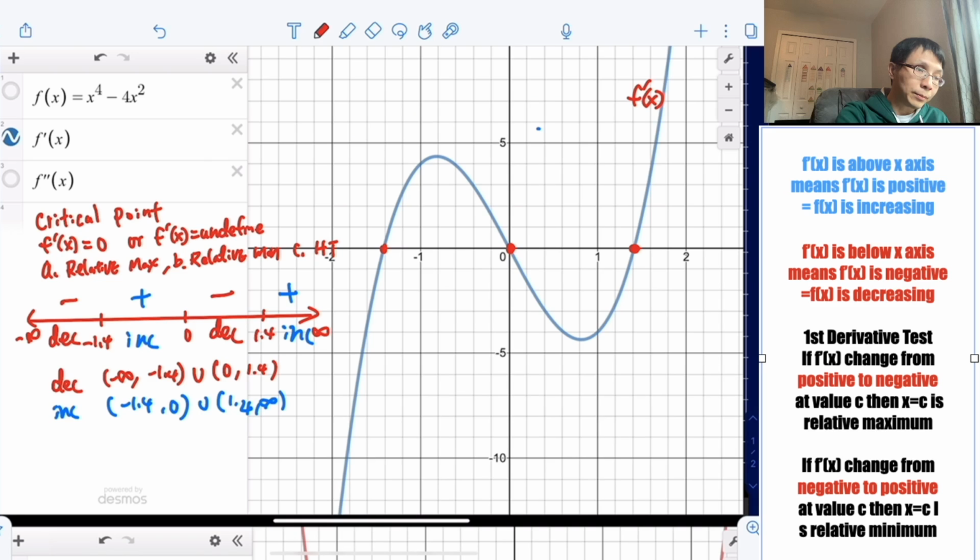Now let's go back and look at what happened with those critical points. According to the things on the right hand side, I told you the first derivative test: if f prime of x changes from positive to negative at the value c, then x equal to c is a relative maximum. So let's see if that's true. If I went from negative to positive, it's going to be a relative minimum according to the first derivative test. And you can say that x is equal to negative 1.4, because decreasing to increasing. And there's another time when decreasing to increasing, which is x equals 1.4.